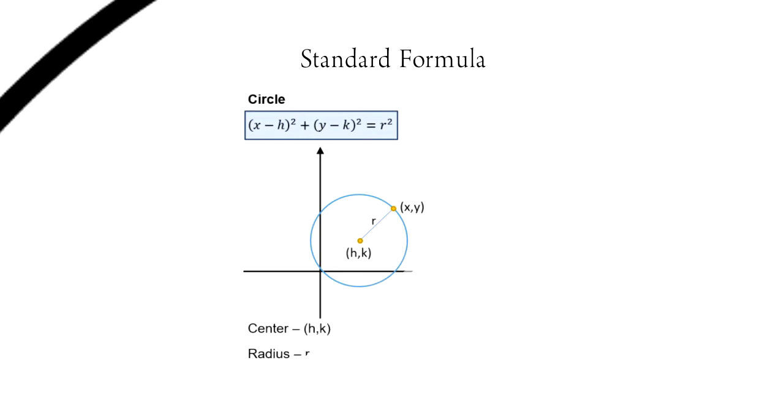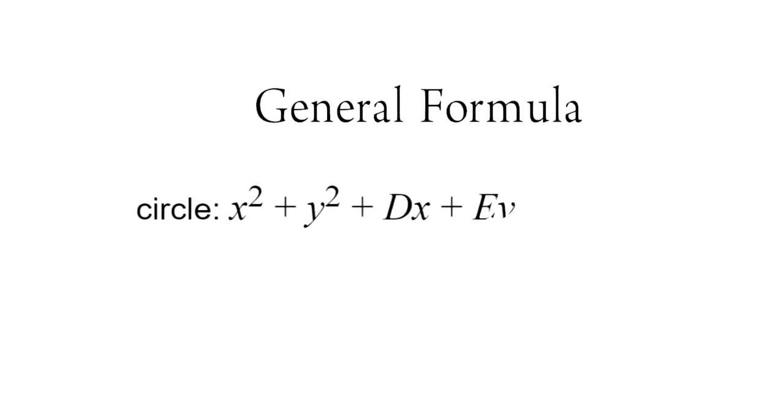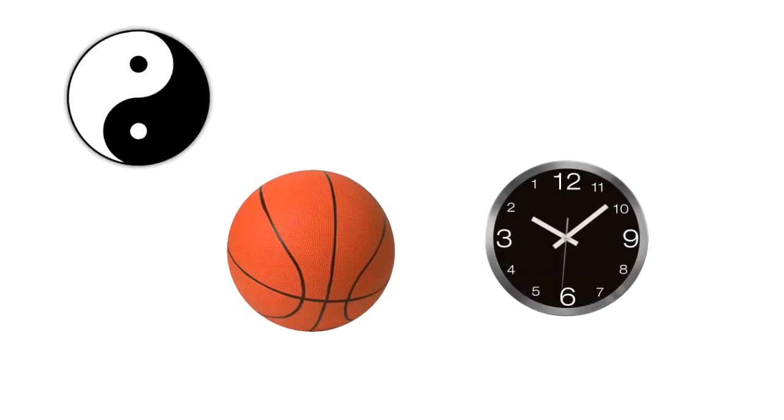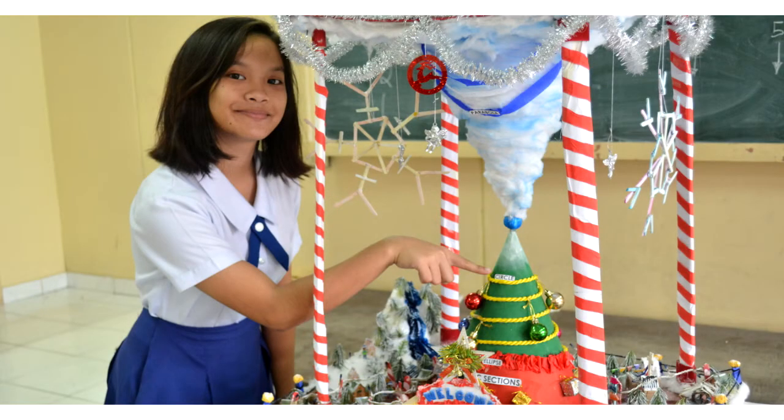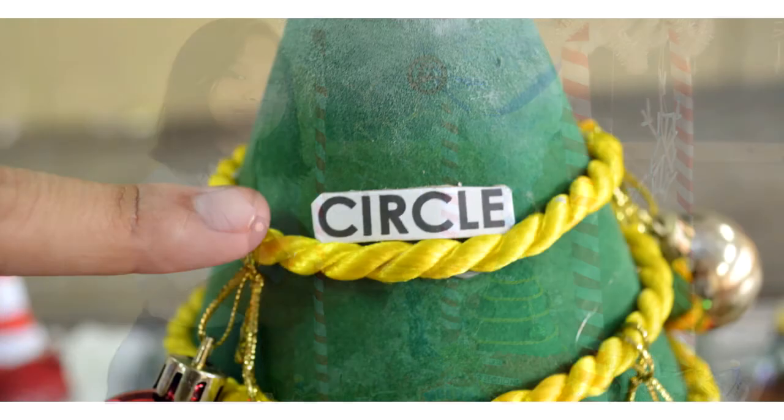The equation of a circle comes in two forms. The standard formula: the quantity x minus h squared plus the quantity y minus k squared equals r squared. The general form of a circle is x squared plus y squared plus dx plus ey plus f equals 0. Here are some examples of a circle. Plotting it on our double-napped cone, this is the circle.